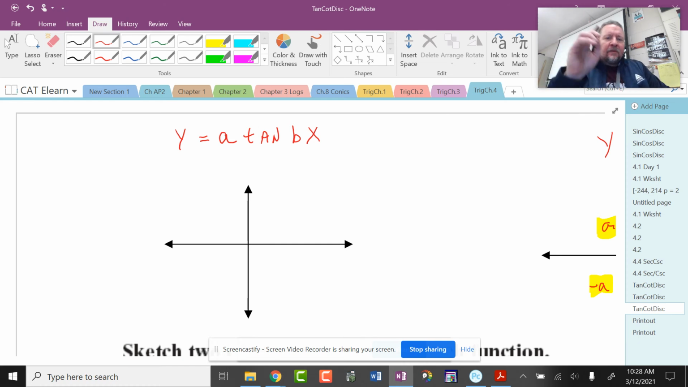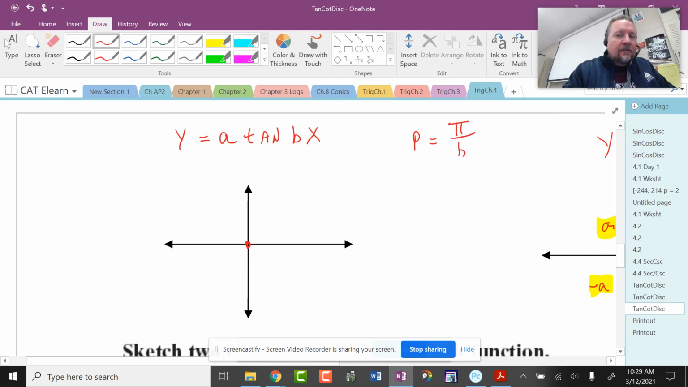So what happened with tangent? Without a right-left shift, 0, 0 is a point. Tangent of 0 is 0. So that is a point. So the period is not 2 pi over b. The parents of both cotan and tan have a period of pi. So all baby tangents and cotangents, the period is pi over b, not 2 pi. So you got to get that in your mind. This is why we do cotan and tan last, because it's such a different animal.